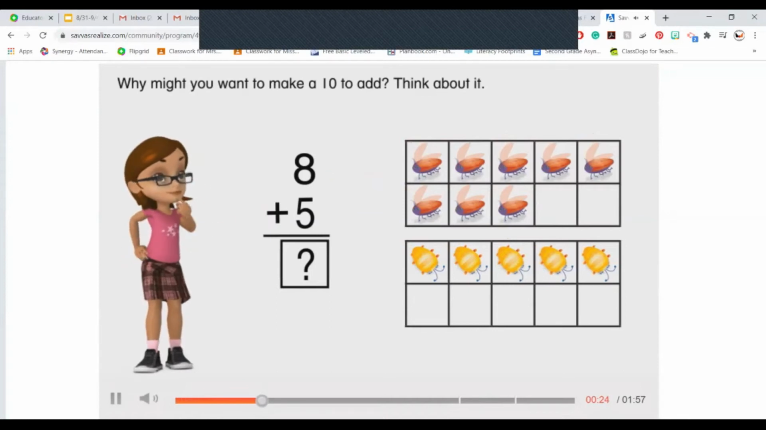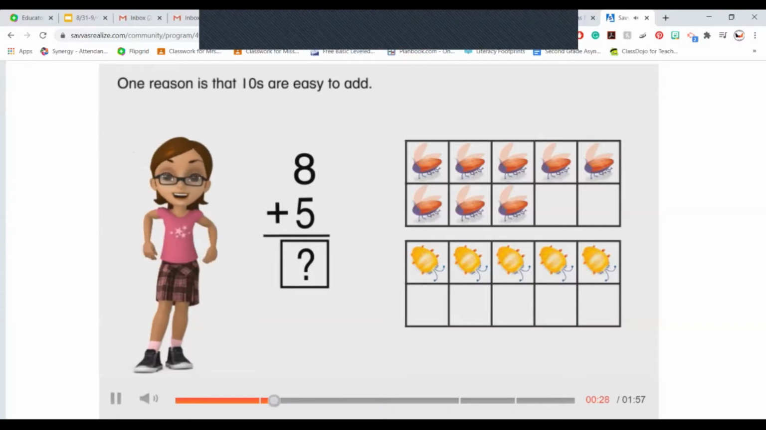Think about it. Well, I know that if I can make a 10, I can see whatever numbers are left over on the second 10 frame. I just add those to 10 and it makes my math problem super easy. One reason is that 10s are easy to add.